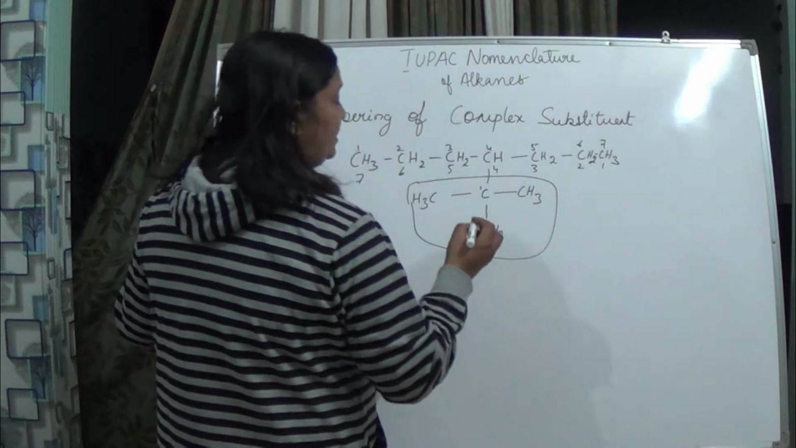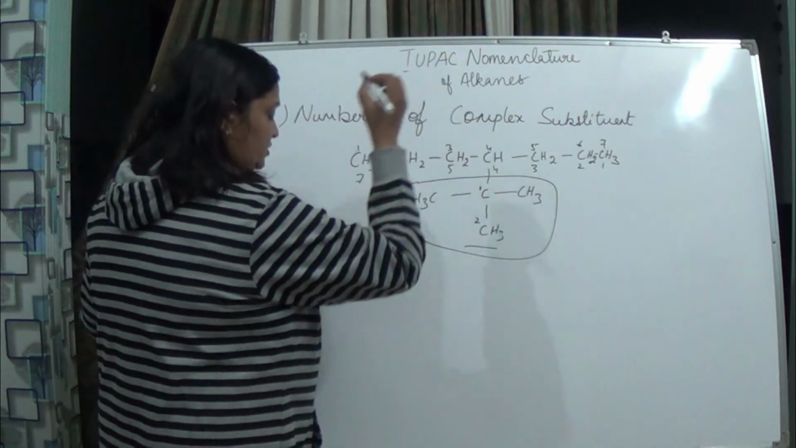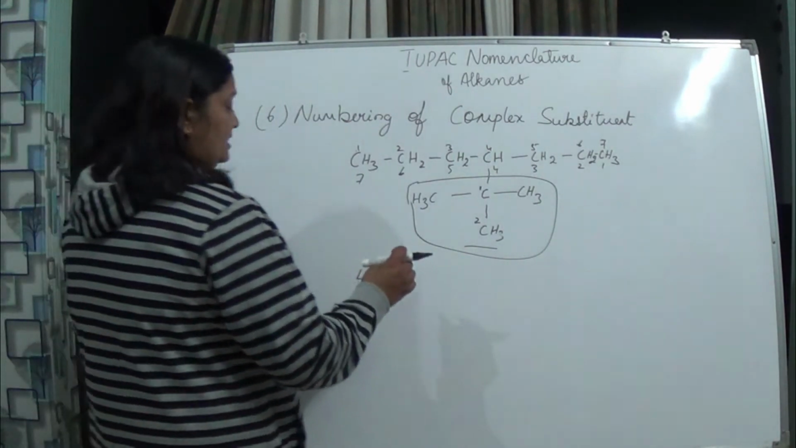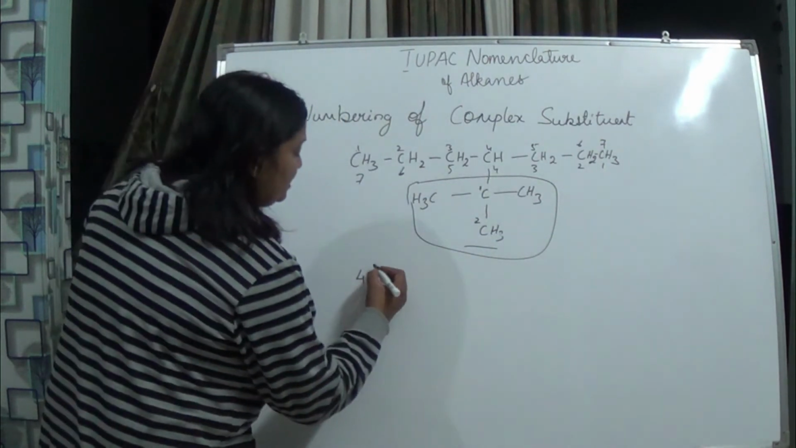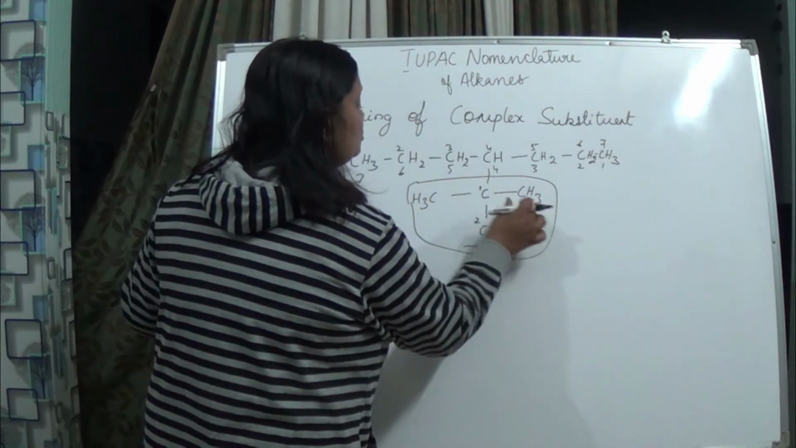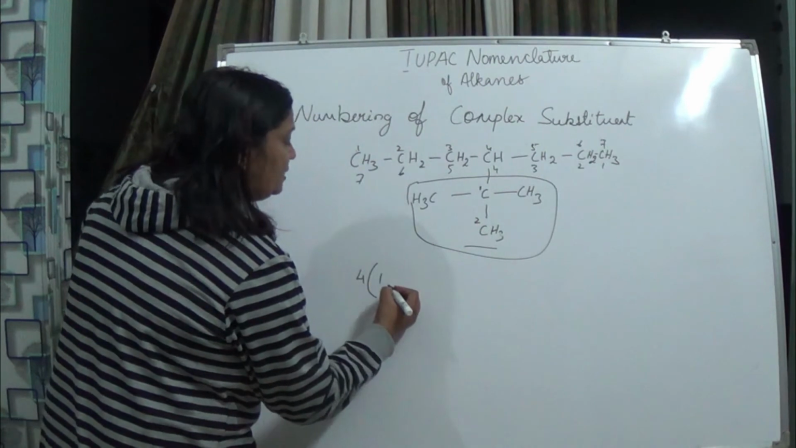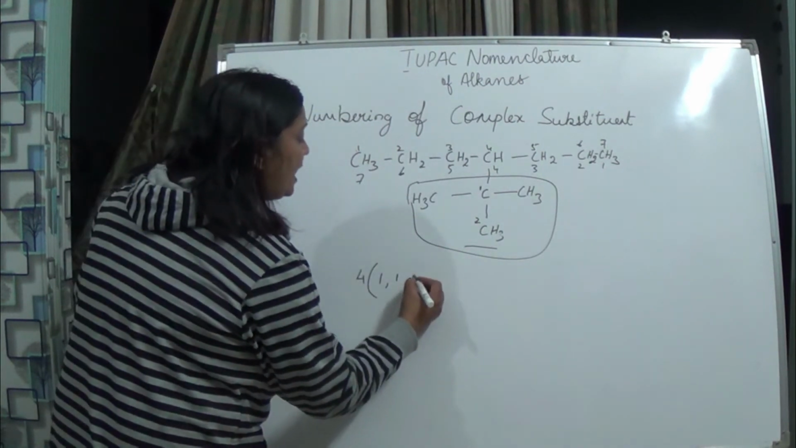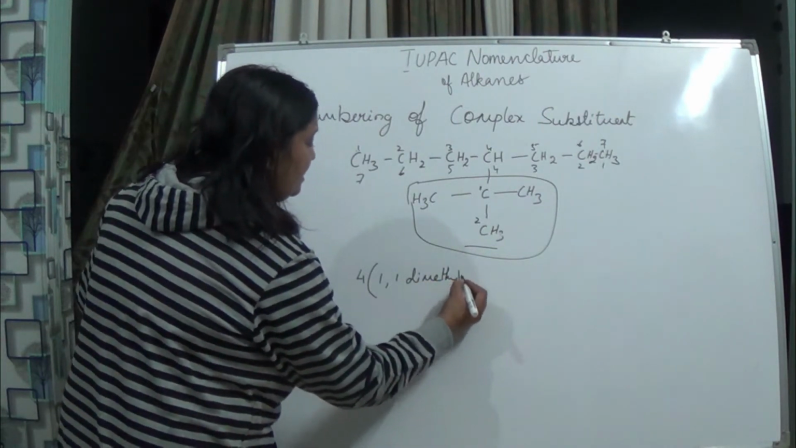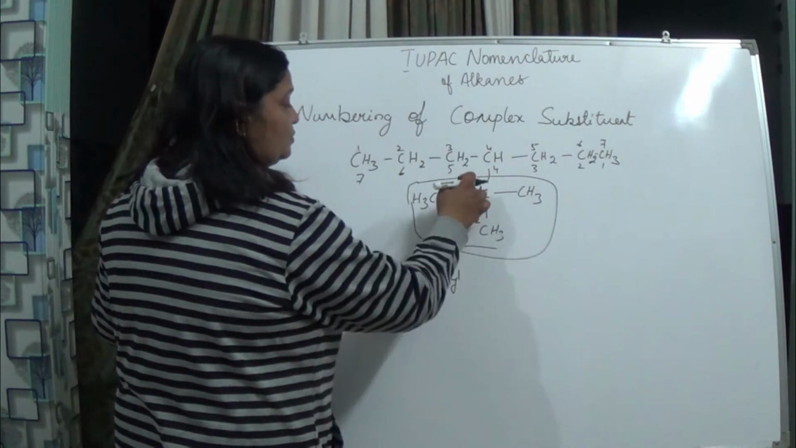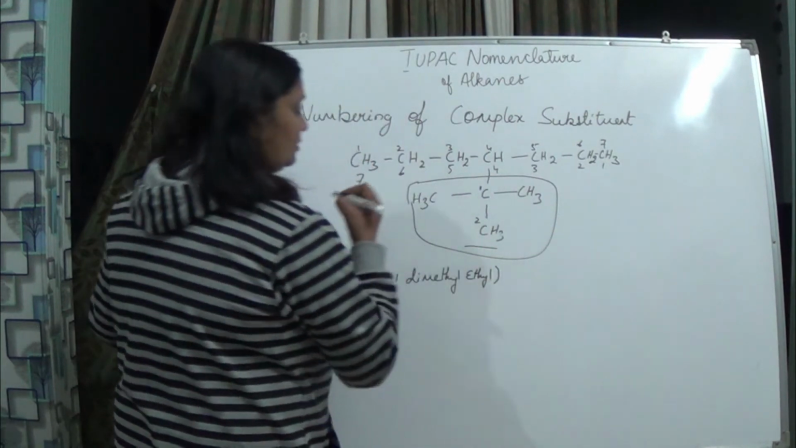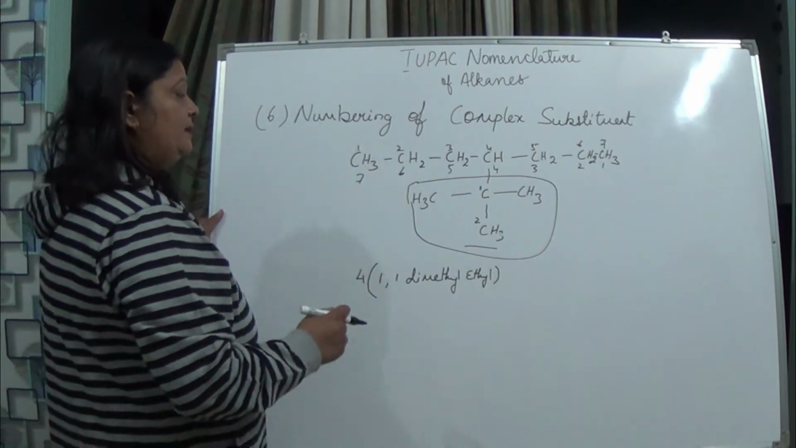So how will we write it here? The 4th position branching is there, so first you will write 4. Then you see the sub-branching. It should be written in parenthesis or in brackets. Here at position 1, you can see 2 methyl, so separately you will write 1,1-dimethyl. And this is 1 and 2, so it becomes ethyl. Close the bracket.